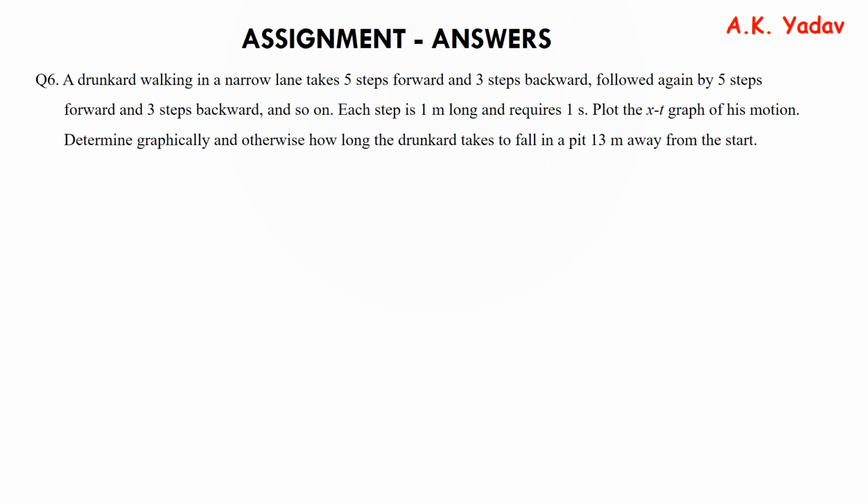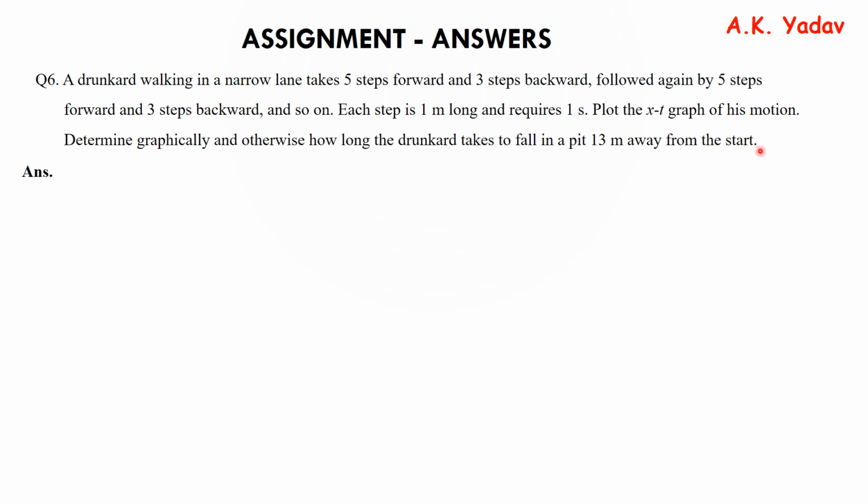Now let's move to this brilliant question. A drunkard walking in a narrow lane takes 5 steps forward and 3 steps backward, followed again by 5 steps forward and 3 steps backward, and so on. Each step is 1 meter long and requires 1 second. Plot the distance time graph of his motion. Also determine graphically and otherwise how long the drunkard takes to fall in a pit 13 meter away from the start.